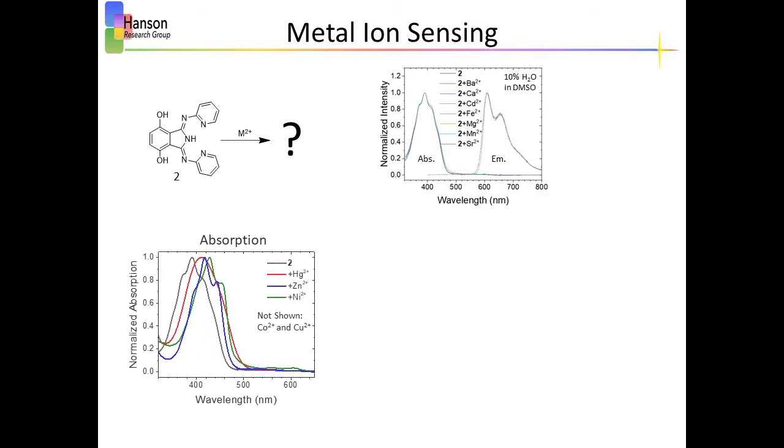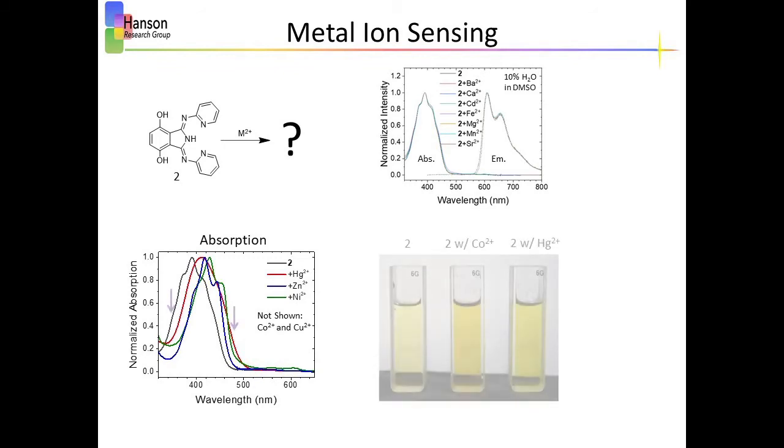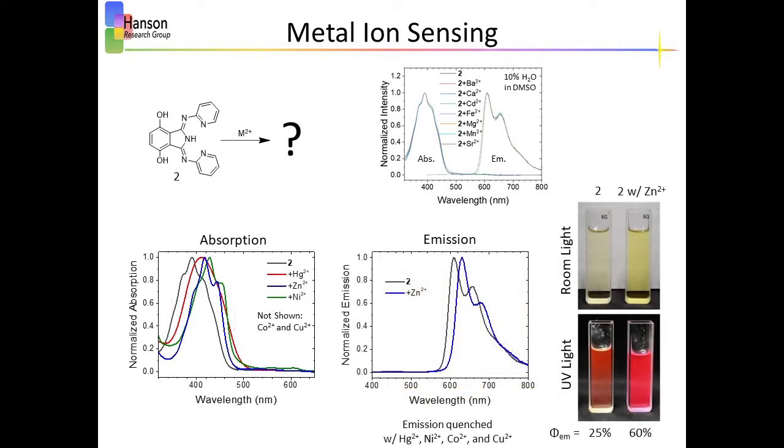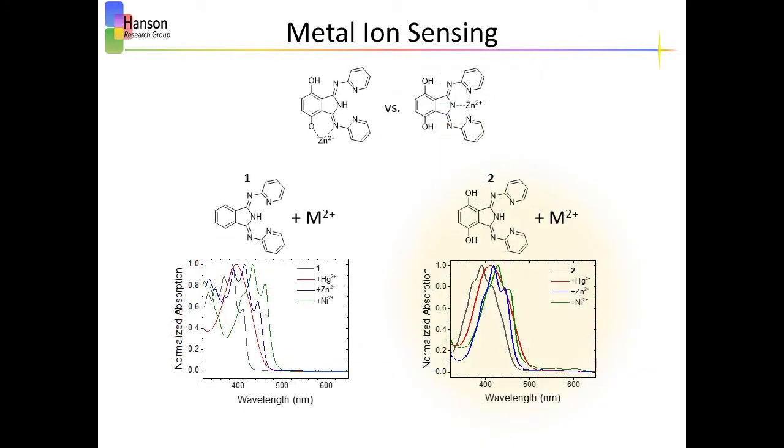However, the addition of mercury, zinc, cobalt, copper, and nickel dications caused a bathochromic shift in the absorption, which suggests that these cations do bind to the molecule. Additionally, higher concentrations of mercury and cobalt result in a color change for molecule 2. Mercury, nickel, cobalt, and copper dications were shown to quench the emission of molecule 2. However, the addition of Zn2+ causes a bathochromic shift in the emission wavelength and increases the emission quantum yield from 25 to 60%.